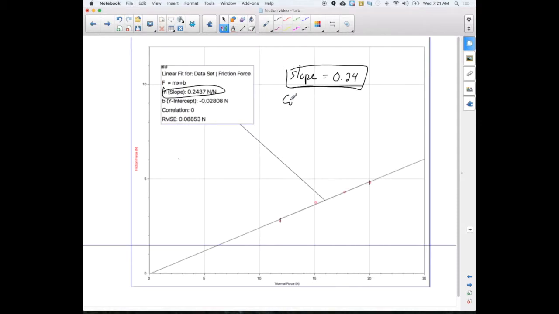This is called the coefficient of, in this case, it's moving, so it's the kinetic friction. And I would write that as mu kinetic is 0.24, and that would be steel on aluminum.